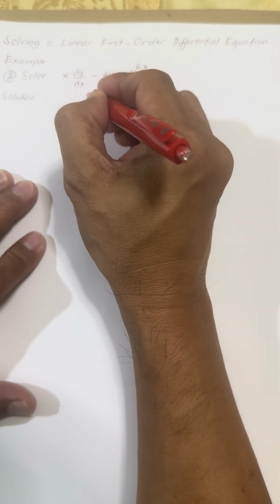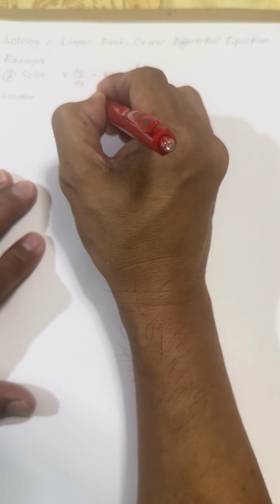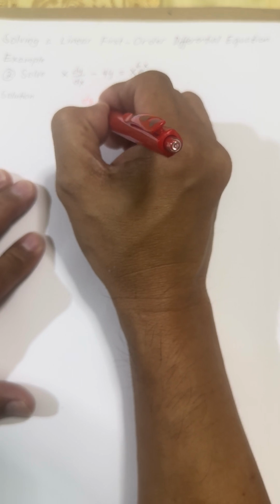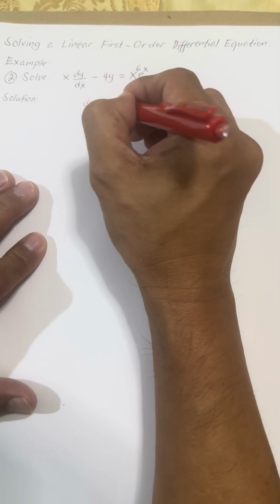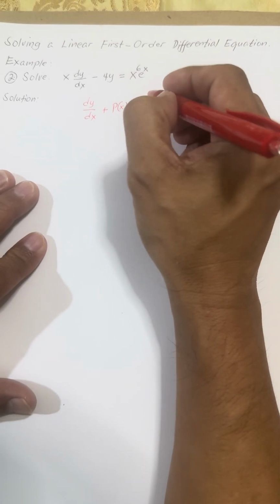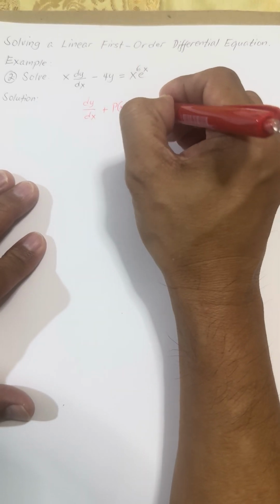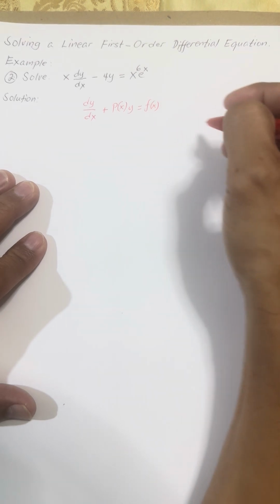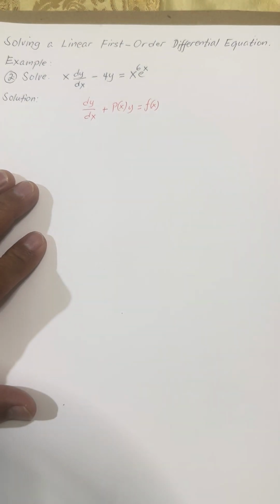So the standard form is given as dy over dx plus p of x times y, or function of x multiplied by y, equal to a function of x. So that is the standard form of a linear differential equation. So if you look at the given, is it in standard form?